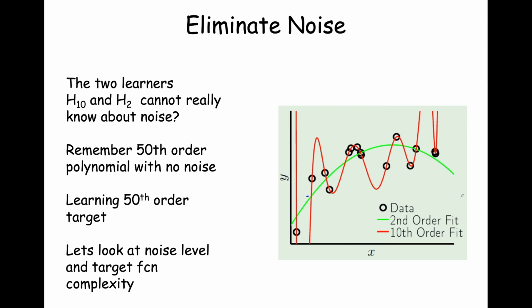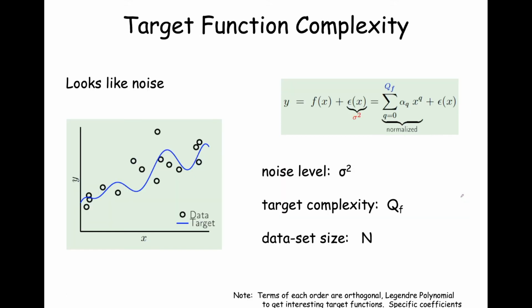Now, of course, when we had a high degree polynomial, a 50th order target function with no noise, and we tried to learn from samples of this high degree target function, it acted a lot like what would happen when there is noise. So one of the things we're going to look at is how the noise level in the target function, along with its complexity, impacts this poor out-of-sample performance due to overfitting.